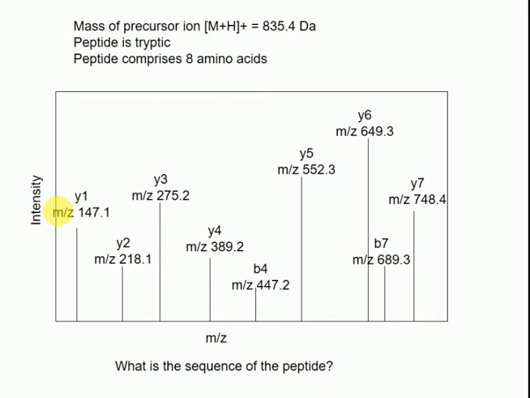I think it's 147, isn't it? Yeah, it's 147.1. So you need to take away the mass of the hydrogen and the OH and the H, which is 19. That'll give you 128 and tell you it's lysine. Yeah?